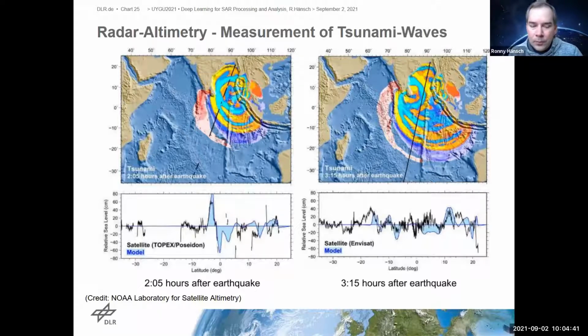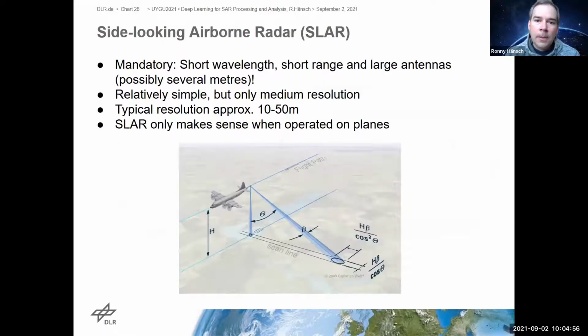So here you see an example of altimetry that was used to measure the height of waves, and in this case it was a tsunami, and you can nicely see how the tsunami wave is spreading over the area over time. All right.